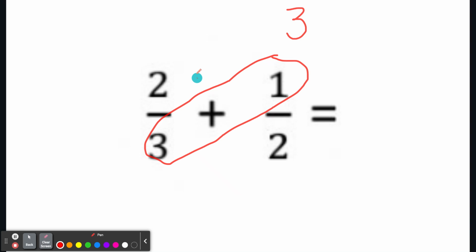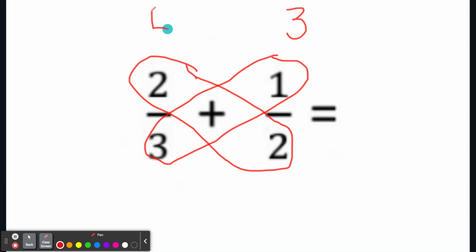Now, let's take a look at our other numbers. We're going to look at the numerator of our first fraction and the denominator of our second fraction. Those two numbers are 2 and 2. We're going to multiply them together. 2 times 2 is what, guys? That's right. 2 times 2 is 4.